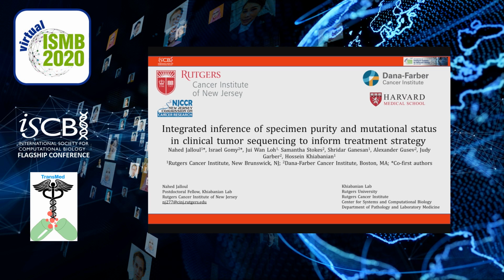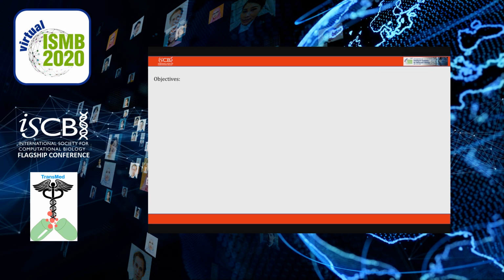The poster I'm presenting is entitled Integrated Inference of Specimen Purity and Mutational Status in Clinical Tumor Sequencing to Inform Treatment Strategy. To start off, I'll explain some of the objectives driving this work. Recent advances in clinical sequencing technologies have resulted in unprecedented access to the genomes of individual tumors. However, most clinical-grade implementations of sequencing lack patient-matched germline DNA, and germline testing becoming a standard of practice in oncology might still be a long way away.